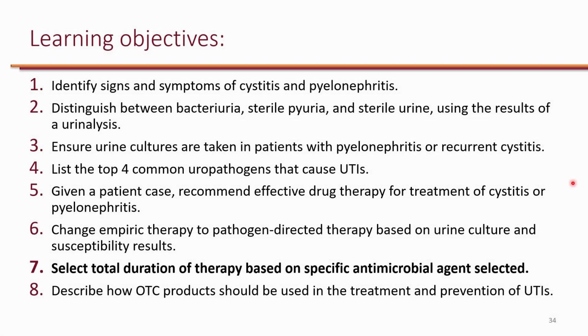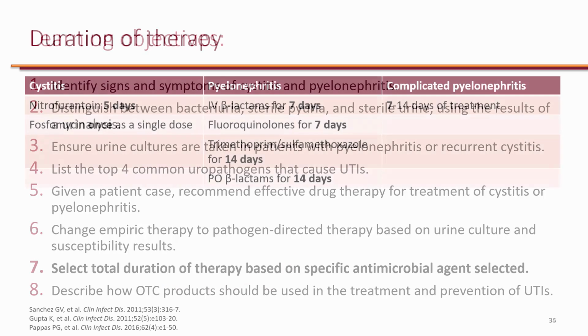We looked at signs and symptoms of urinary tract infections, how to analyze the results of urinalysis, looking at urine cultures, starting empiric therapy, and de-escalating antimicrobials based on the culture results. Now the next learning objective is to select total duration of therapy based on specific antimicrobial agent selected.